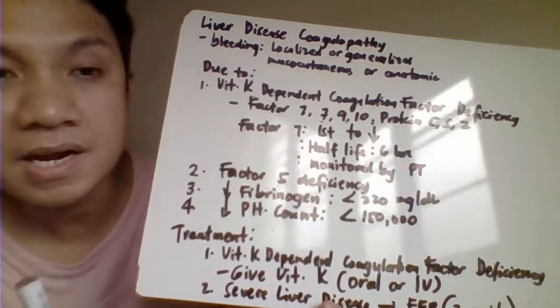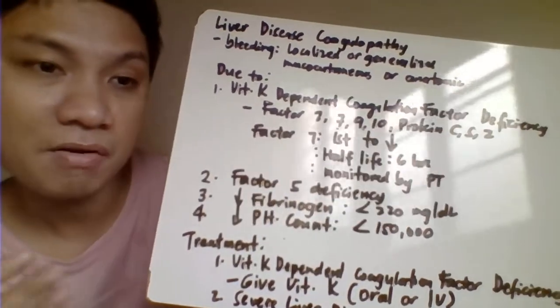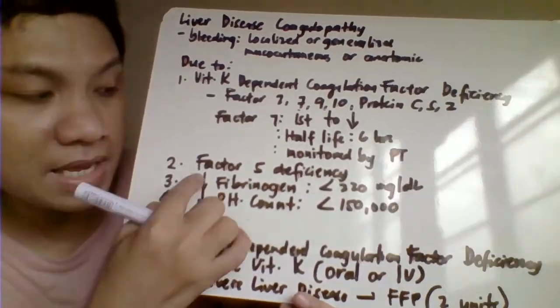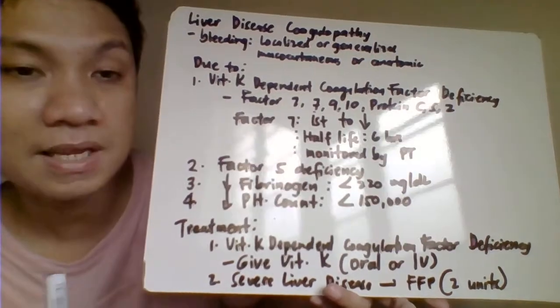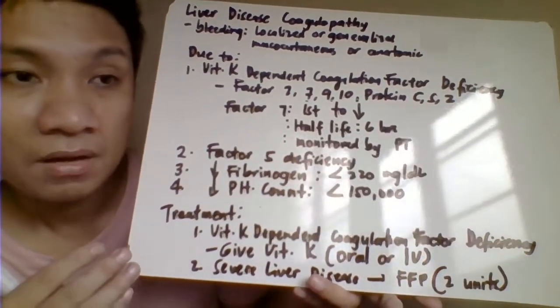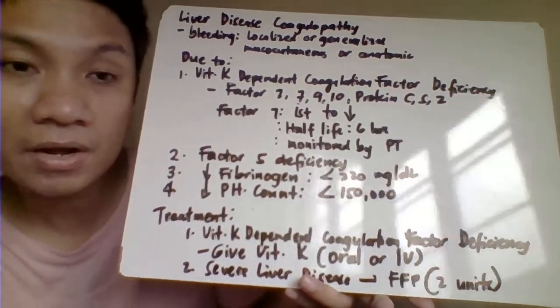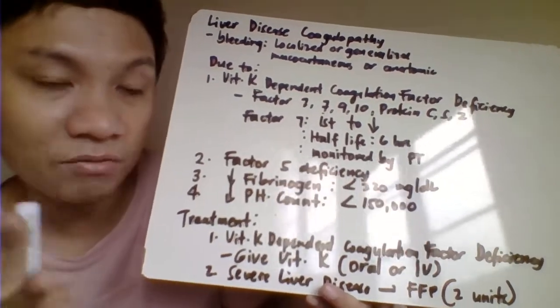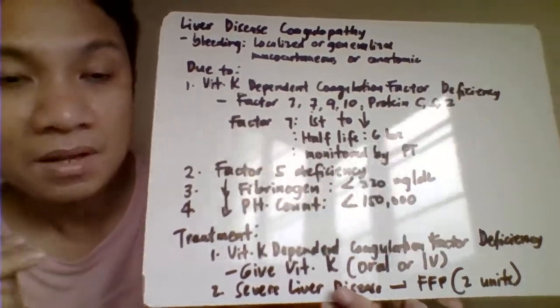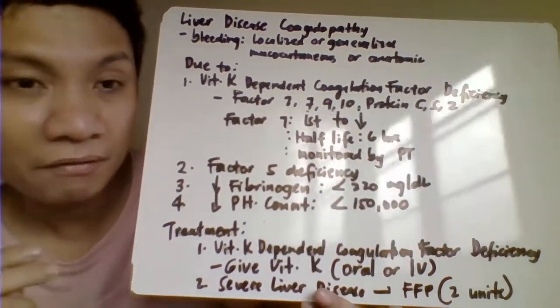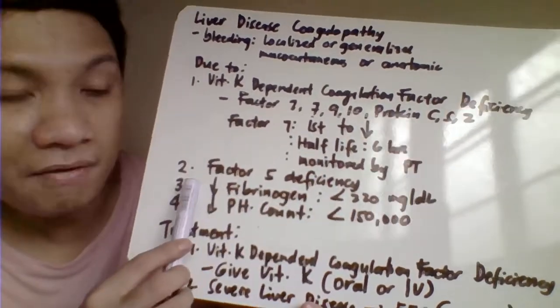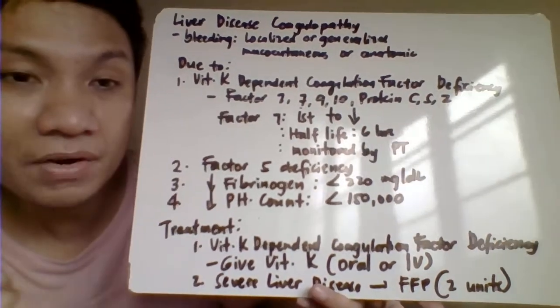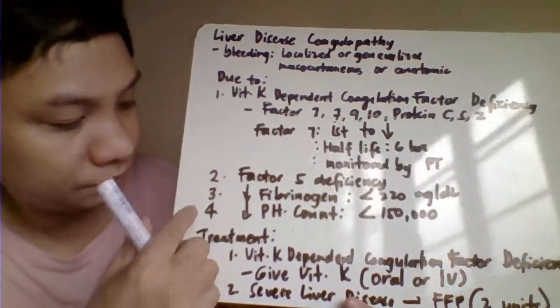So what separates your liver disease from your vitamin K dependent coagulation factor deficiency would be your factor 5 deficiency. Meron siyang factor 5 deficiency pag liver disease. So, liver disease is vitamin K dependent coagulation factor deficiency plus factor 5 deficiency. Pero pag vitamin K dependent coagulation factor deficiency lang, ito lang siya, wala kang factor 5 deficiency. Pero pag liver disease ulit, ito saka ito.